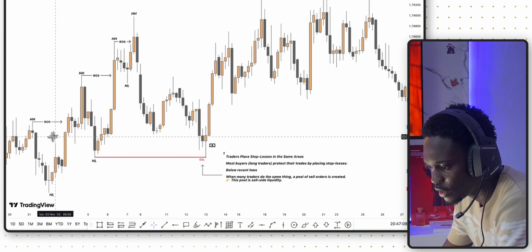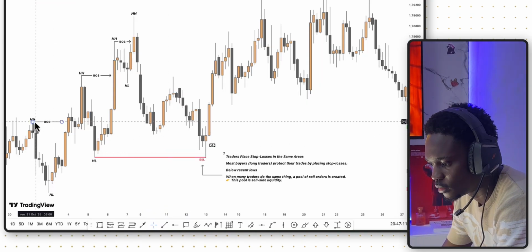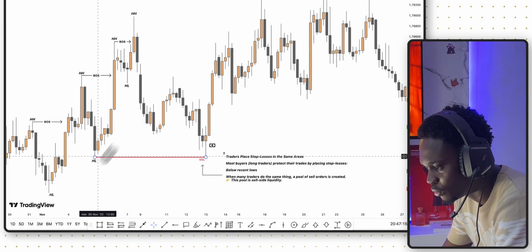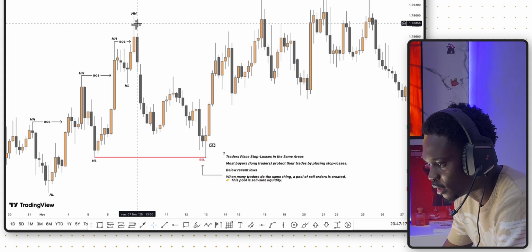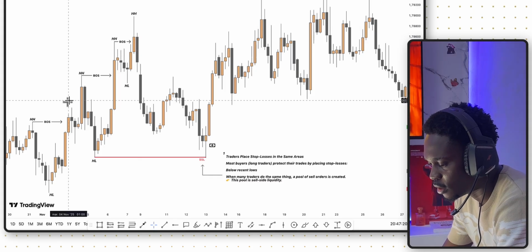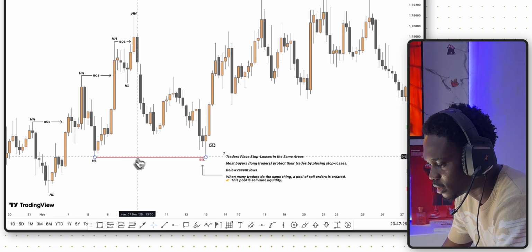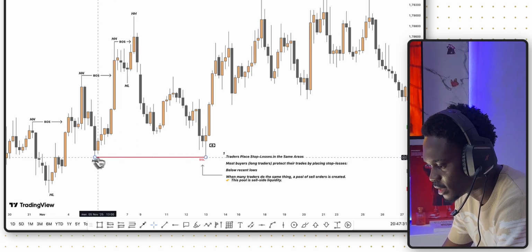So here we are. First of all, let's identify our trend. What do I see here? A higher high, higher low, higher high, higher low, higher high, higher low, higher high, higher low. So we all know that we are bullish right now. The market is making higher highs and higher lows. Where is our sell side liquidity? Our sell side liquidity is here. I mark it with the red line here.